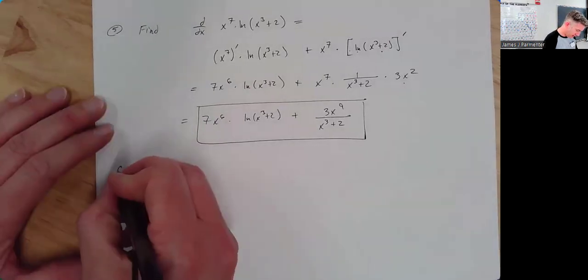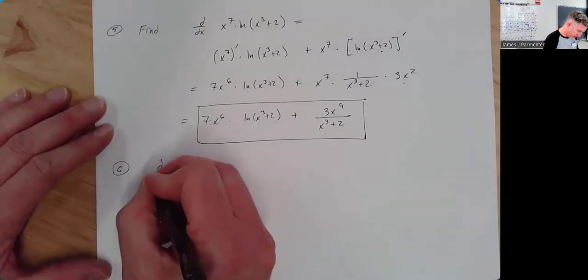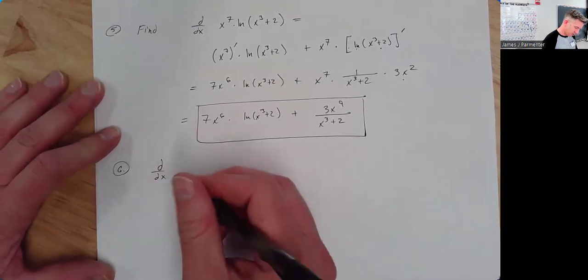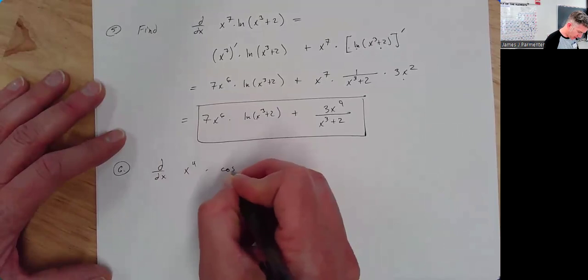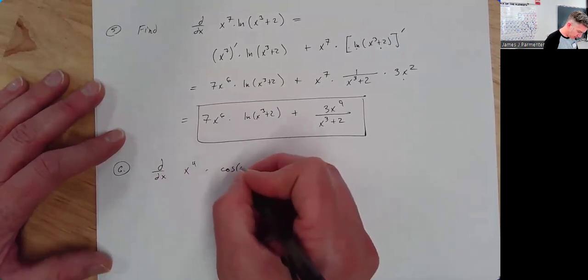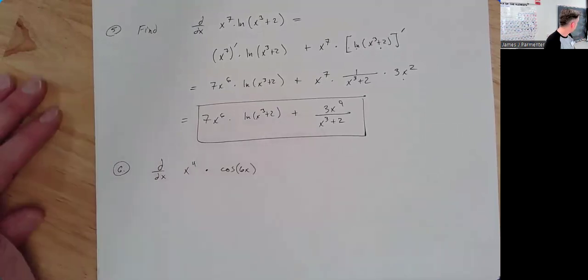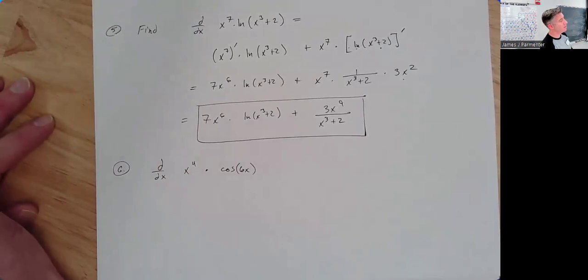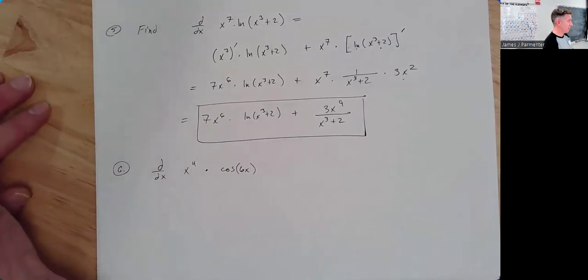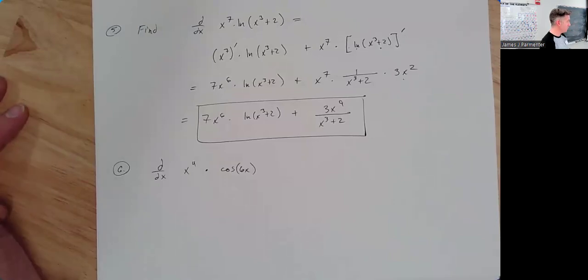So let's say we want to find the derivative of, sure, I like problems like this, x to the 4th times cosine of 6x. So again, it's looking like I'm going to need to use what rule? Product rule. And also I'm going to have to use the chain rule in one of those products. Why don't you all try finding the derivative of this using the product rule?